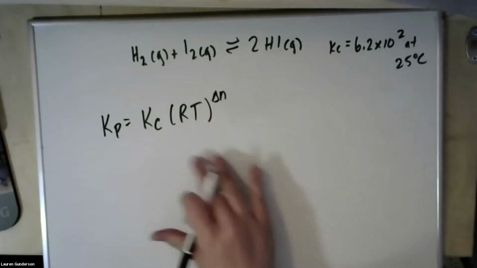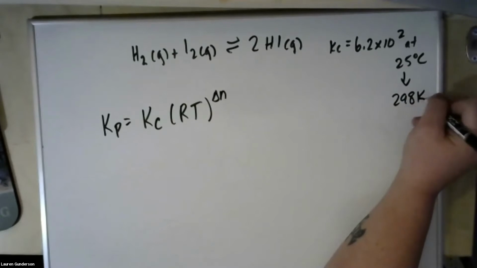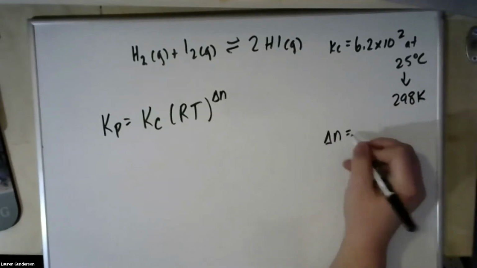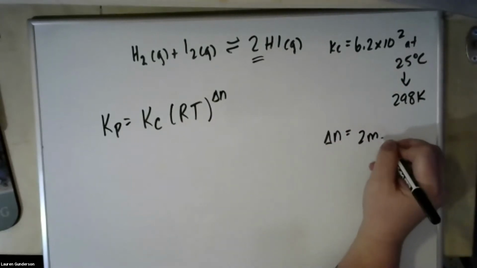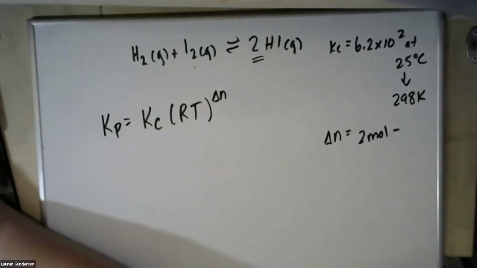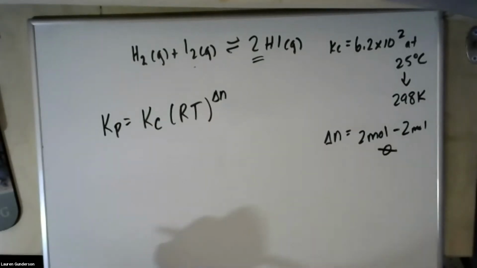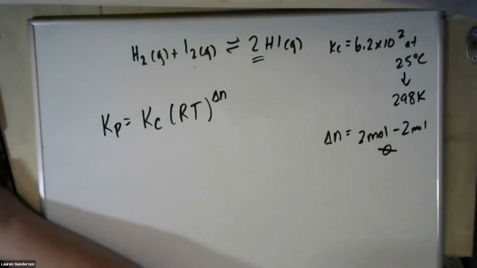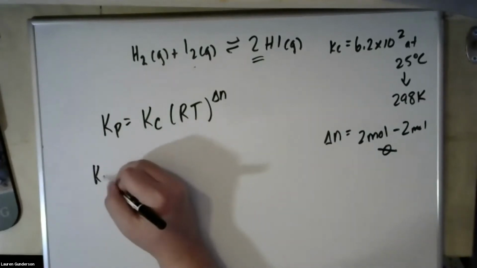Okay, so we just have to kind of sort everything out. We know that our temperature is 25 degrees Celsius. It's going to be 298 Kelvin. Our delta N value: 2 moles of gas here, minus 1, 2 moles of gas here, right? So we have a delta N value of 0. This is important because I want to show you something that happens here. So now we're going to go and plug this in to find our Kp value.